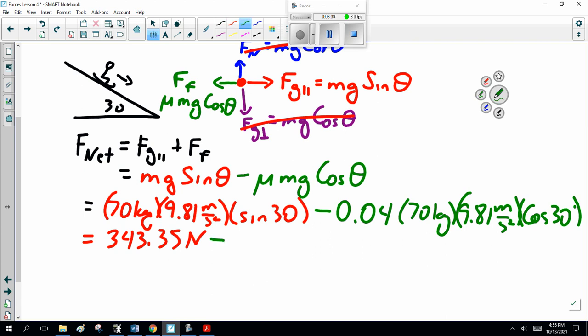The force of friction opposing that is 23.8 newtons. What I got. So I got F net is 319.55. That's the net force. Now, that's F net.